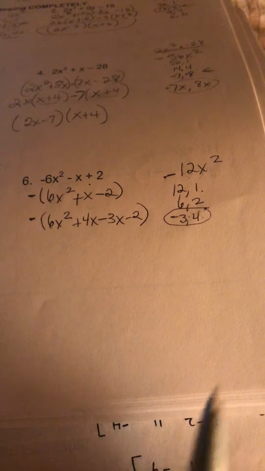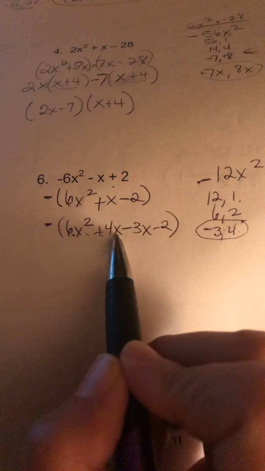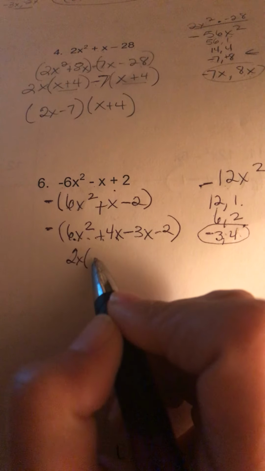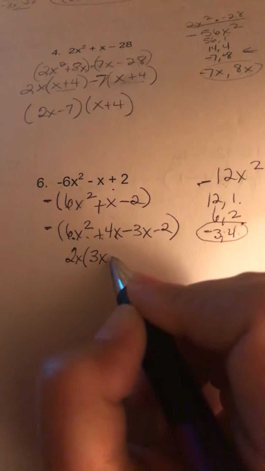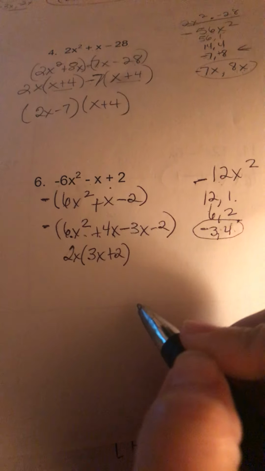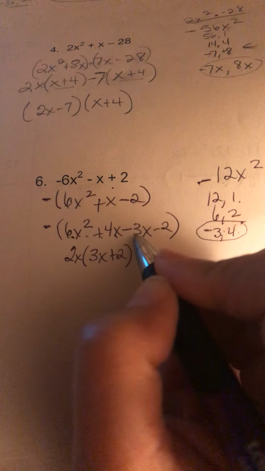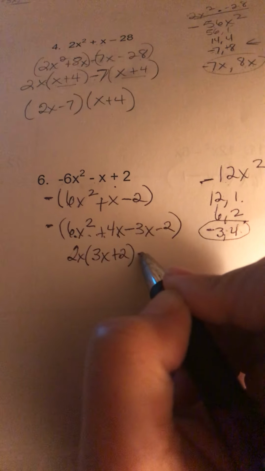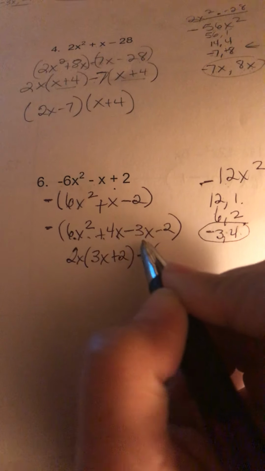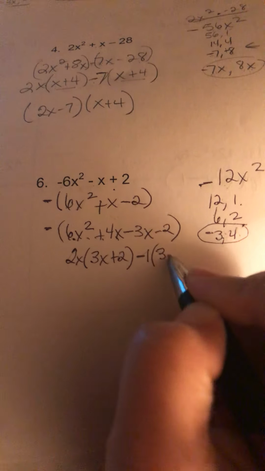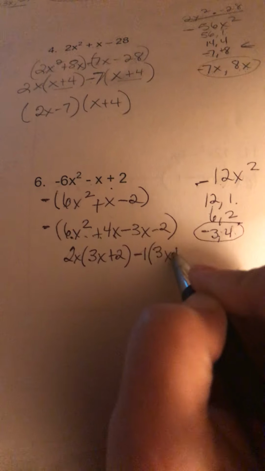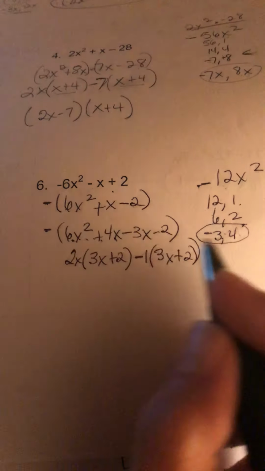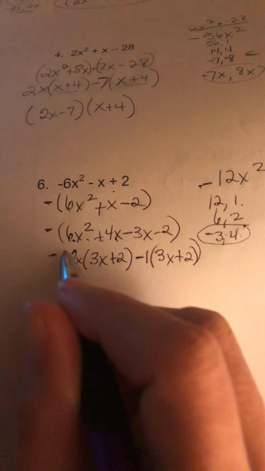Okay, so now what can we factor out of the 6x squared plus the 4x? We can take a 2x out, and you're left with 3x plus 2. And now these two don't have anything in common other than the negative sign. So we're going to take the negative sign out, the negative 1, and you're going to get 3x plus 2. So now your negative sign is still up here in front.